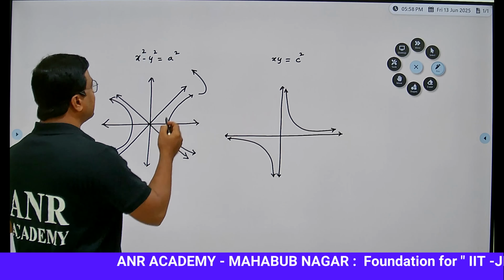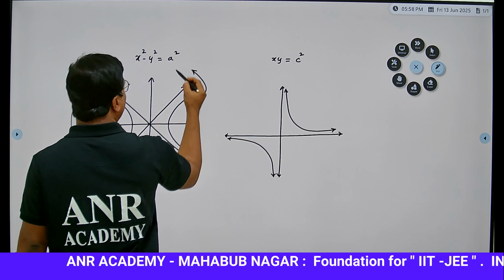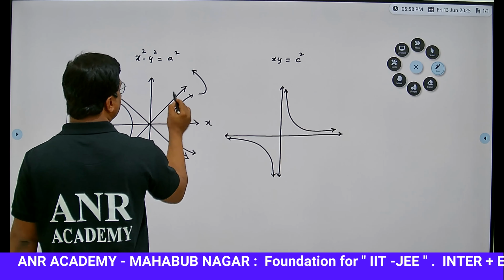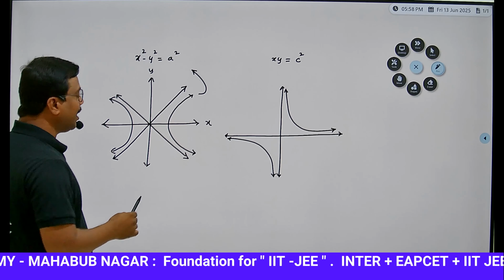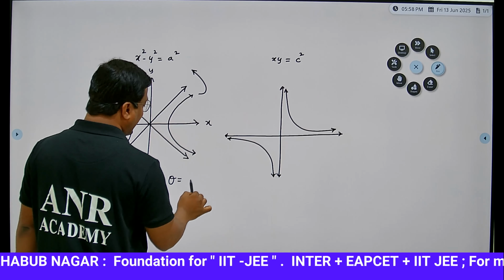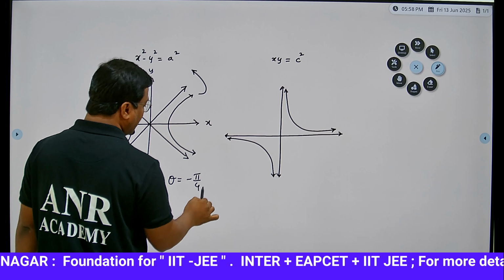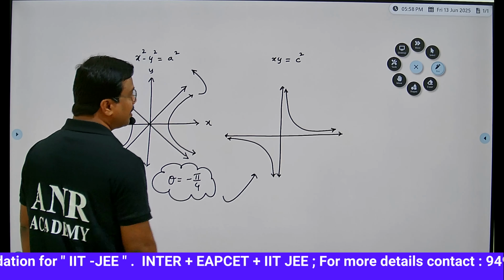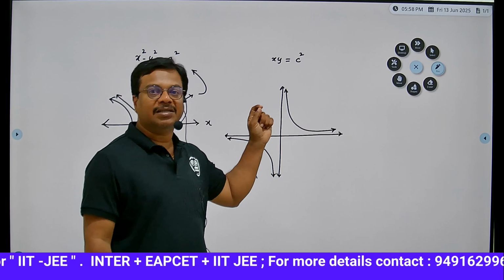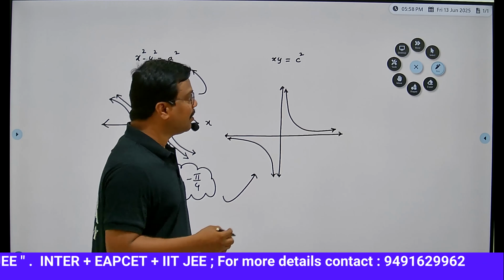And suppose that if you rotate the coordinate axes small x and small y through an angle theta equal to minus pi by 4 by rotation of axis, then you will get this result xy equal to c square. Let us observe the proof.